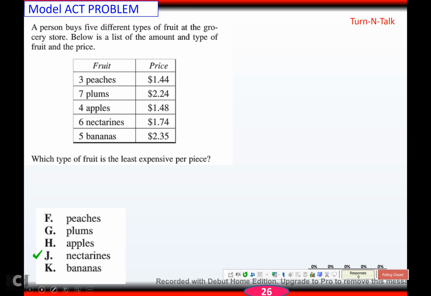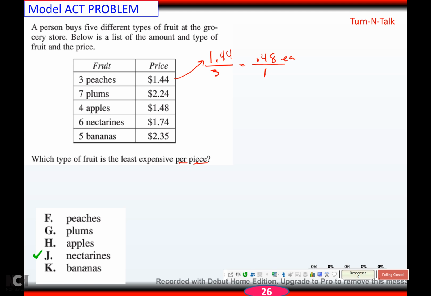Okay, a person buys 5 different types of fruit at the grocery store. Below is a list of the amount and type of fruit and the price. Which type of fruit is the least expensive per piece? Okay, this basically says for $1.44 you get 3 peaches. Well, I want to know what does it cost for 1 peach, which basically means you divide. And what you get is 48 cents each. Okay, so there's your peaches.